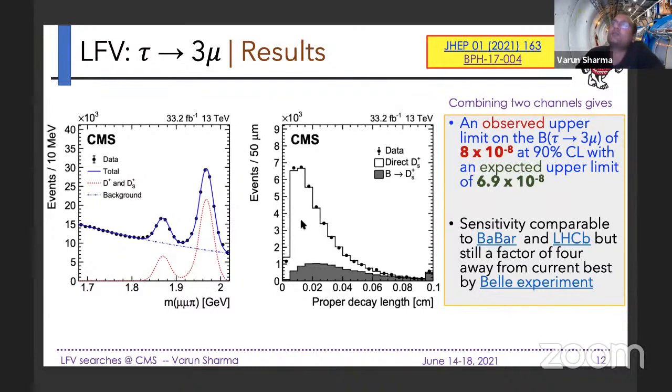After combining the two channels, the hadronic and the W, we put an observed upper limit on the branching fraction of tau to 3 mu of 8 times 10 to the power minus 8 at 90% confidence level, with an expected limit of 6.9 times 10 to the power minus 8. I must tell you that this sensitivity is comparable to the limits from BaBar and LHCb, but it is still a factor of 4 away from the current best, given by the Belle experiment, which is very sensitive to this search.